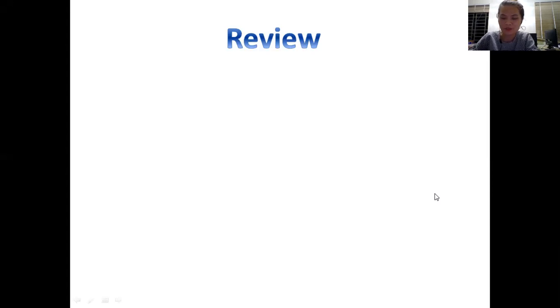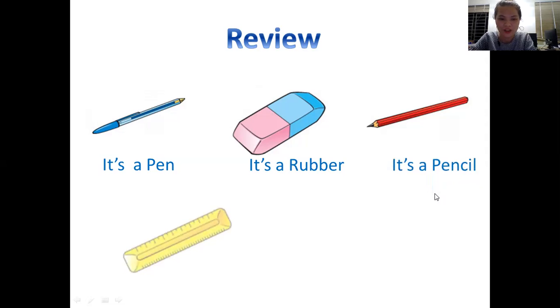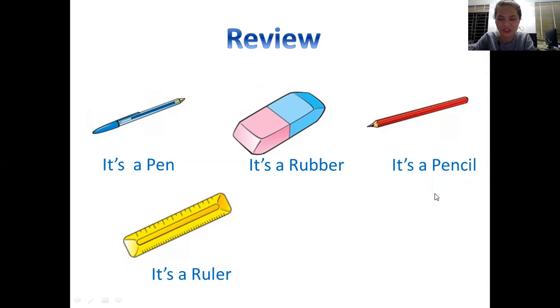Thì chúng ta đã được học nhá. Các bạn sẽ look at the screen and guess what is this? What is this? Ok, it's a pen. This one. What is this? It's a rubber. What is this? It's a pencil. Very good. And what is this? It's a ruler. Very good. And the last one, what is this? It's a book. Very good.